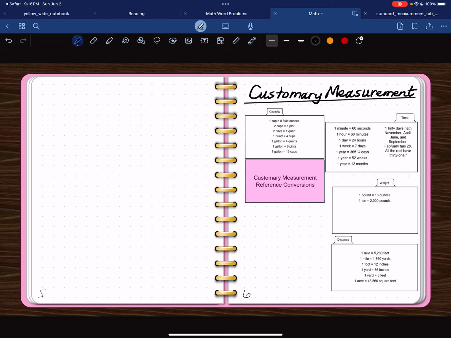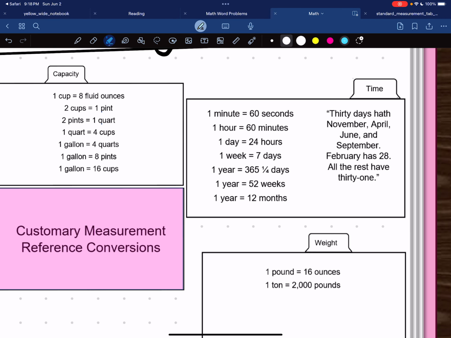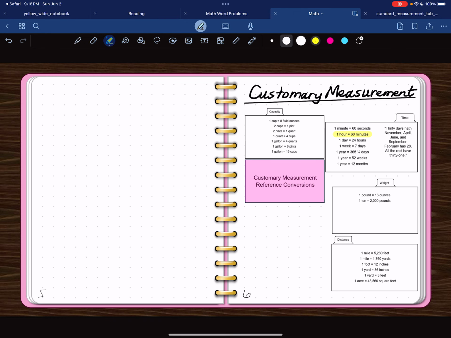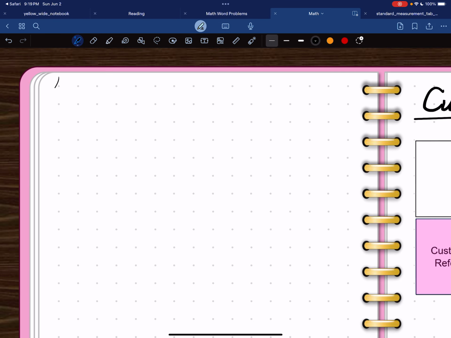I strongly recommend starting with something that students are familiar with. So I think probably one of the most well-known of these conversions is this one right there. That 1 hour is 60 minutes. So pick a conversion, whichever one you want to use, and then pose a question to your students. So for example, how many minutes are in 5 hours?